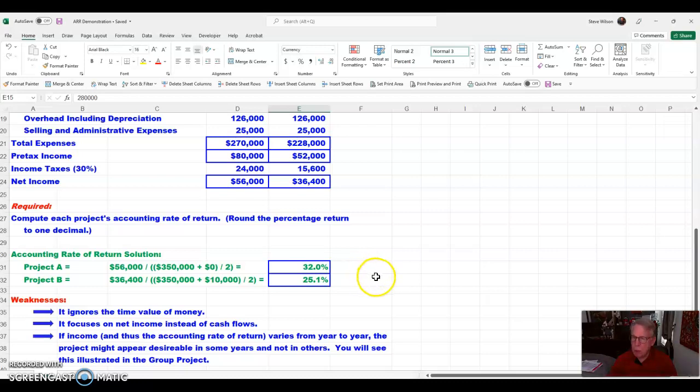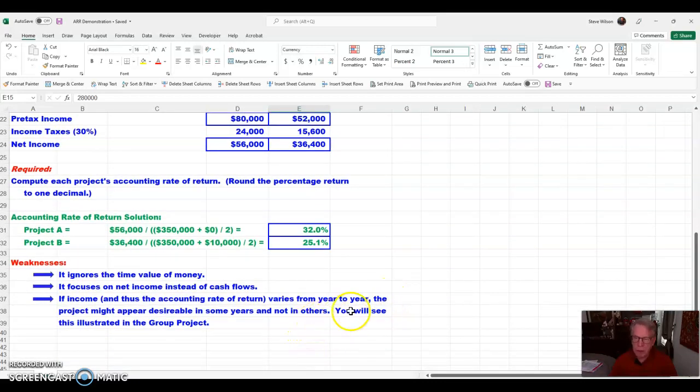But it gets a little tricky here with salvage value. We would add the salvage value to that beginning investment of 350,000 for Project B, and then divide that by 2 to get the average investment, and then divide that into the net income here of 36,400.